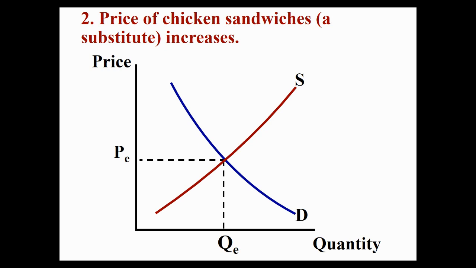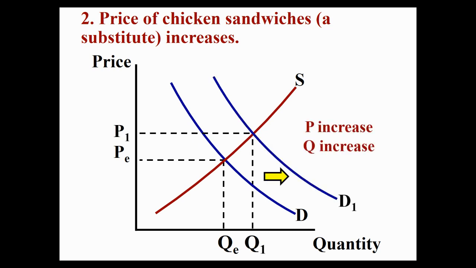What about the price of chicken sandwiches? A substitute increases. CSI PET, GI TOES. Oh, it's a substitutable good, right? So if the price of chicken sandwiches increases, less people are going to buy chicken sandwiches. So what are they going to buy instead? Boom! They're going to buy more of the hamburgers. So this shows us an increase in demand and an increase in quantity supplied. We slid up and to the right on the supply curve.